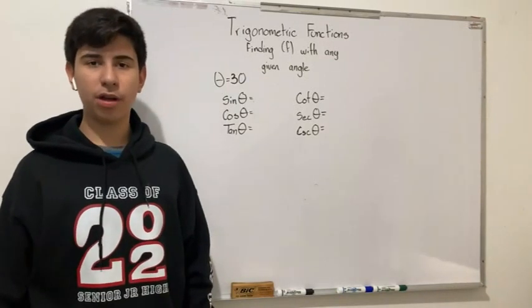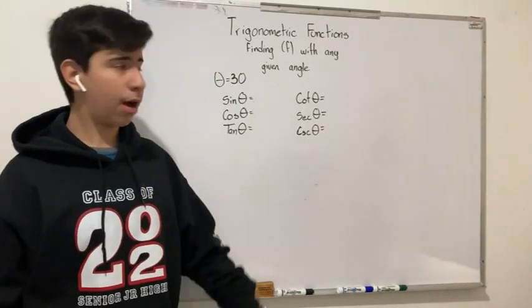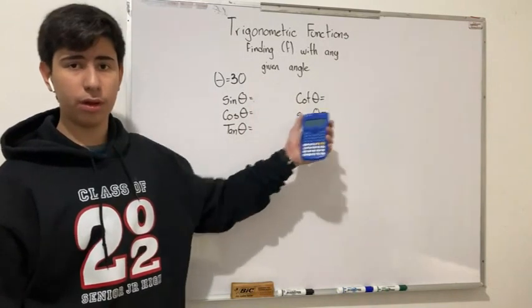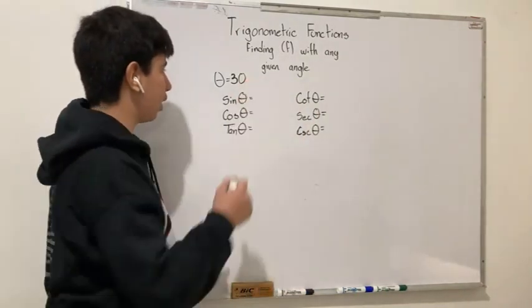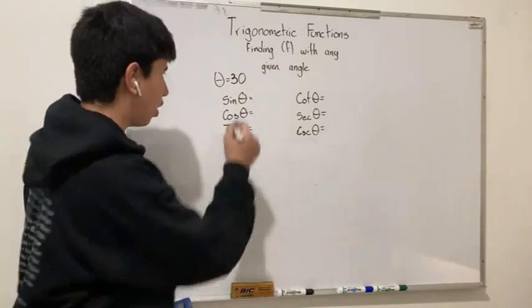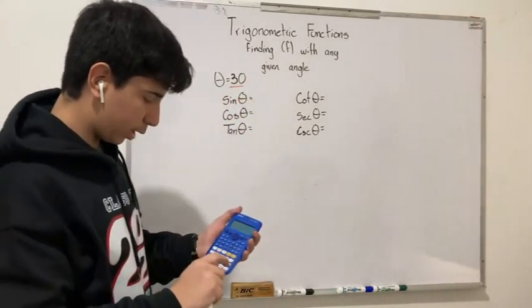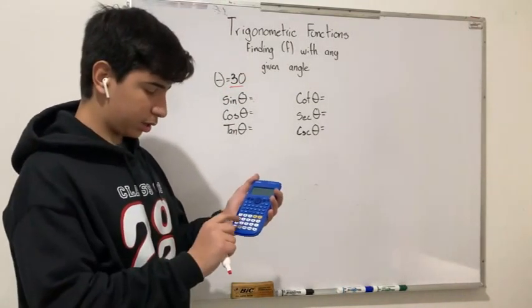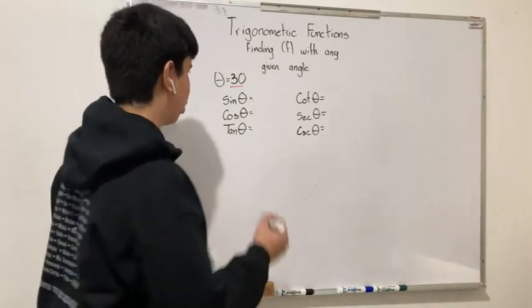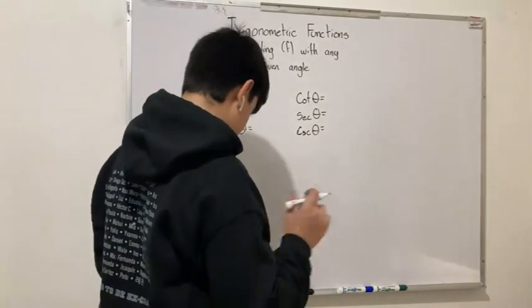Hi, now I'm going to do 2 exercises about finding the trigonometric functions with any given angle. So imagine we now have a given angle of 30. We go to our calculator, check if it is in degrees, and it's sin 30. It gives you 0.5.